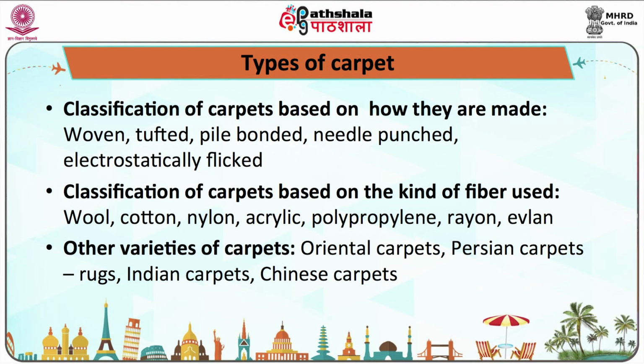On the basis of how they are made, carpets can be classified as woven, tufted, pile bonded, needle punched and electrostatically flocked. On the basis of the kind of fiber used, carpets can be woolen, cotton, nylon, acrylic, rayon, olefin and others. There are also other types of carpets that include oriental carpets, Persian carpets, rugs, Indian carpets, Chinese carpets and so on.